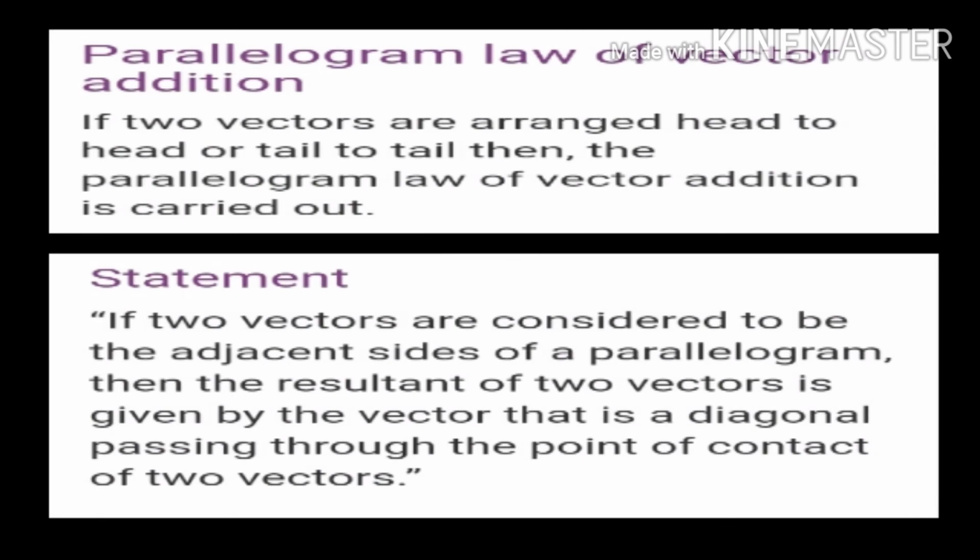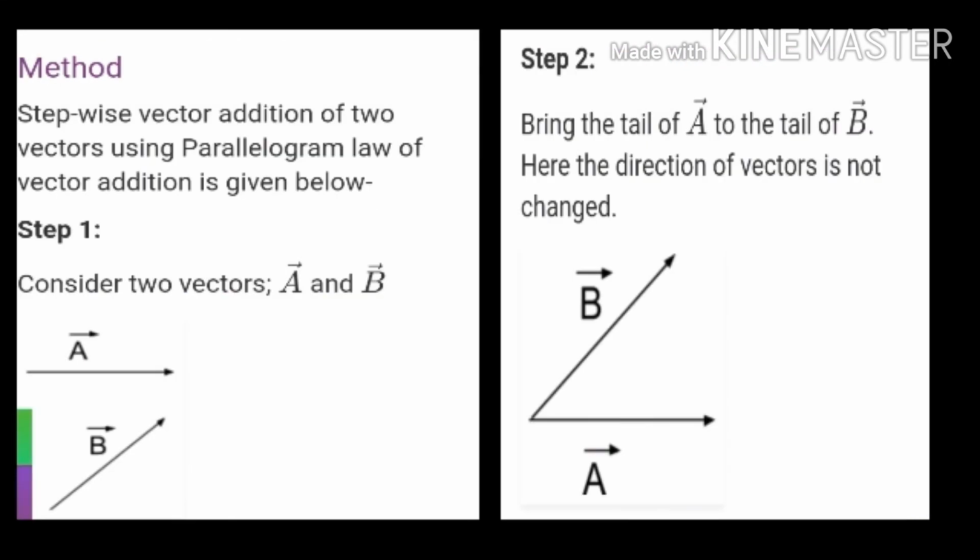If two vectors are arranged head to head or tail to tail, then the parallelogram law of vector addition is carried out. Now, the statement of the parallelogram law of vector addition is: if two vectors are considered to be the adjacent sides of a parallelogram, then the resultant of the two vectors is given by the vector that is the diagonal passing through the point of contact of the two vectors. Now move towards the method of the parallelogram law of vector addition. Stepwise vector addition of two vectors using the parallelogram law is given below.